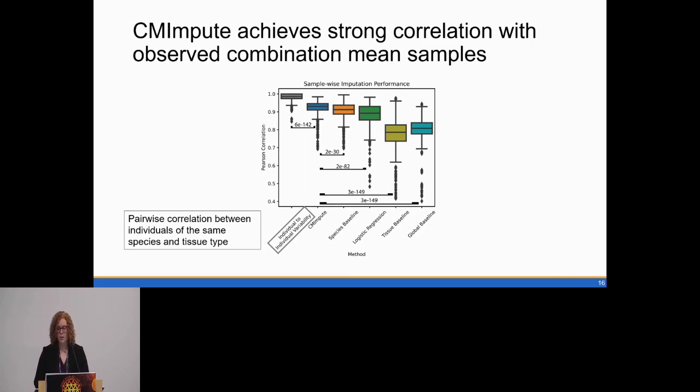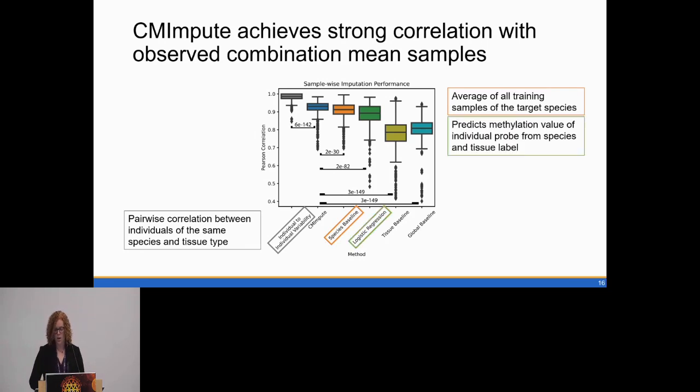We additionally compare CM-impute to 4 baselines. The species baseline predicts the average of all training samples available in the target species. Logistic regression predicts the methylation level based on the species and tissue label. The tissue baseline prediction is the average of all training samples available in the target tissue.